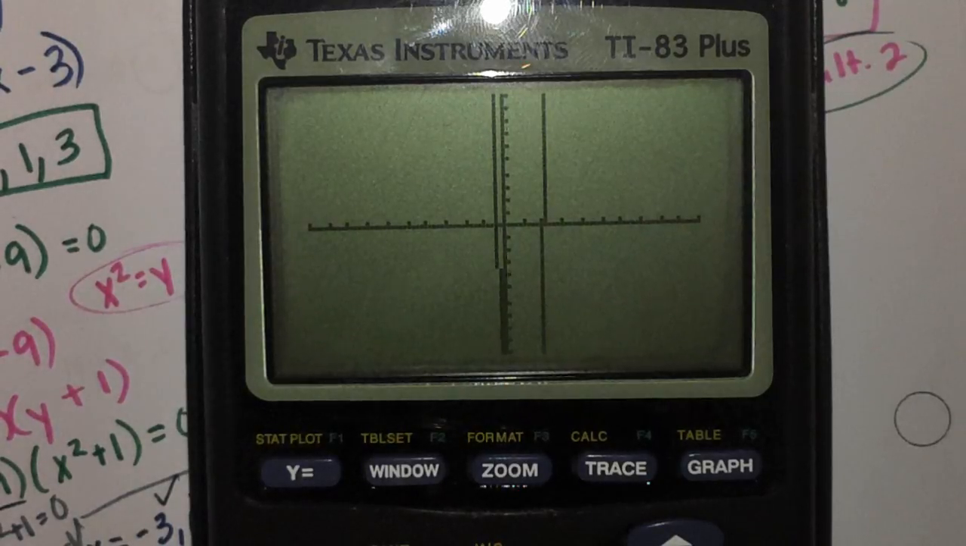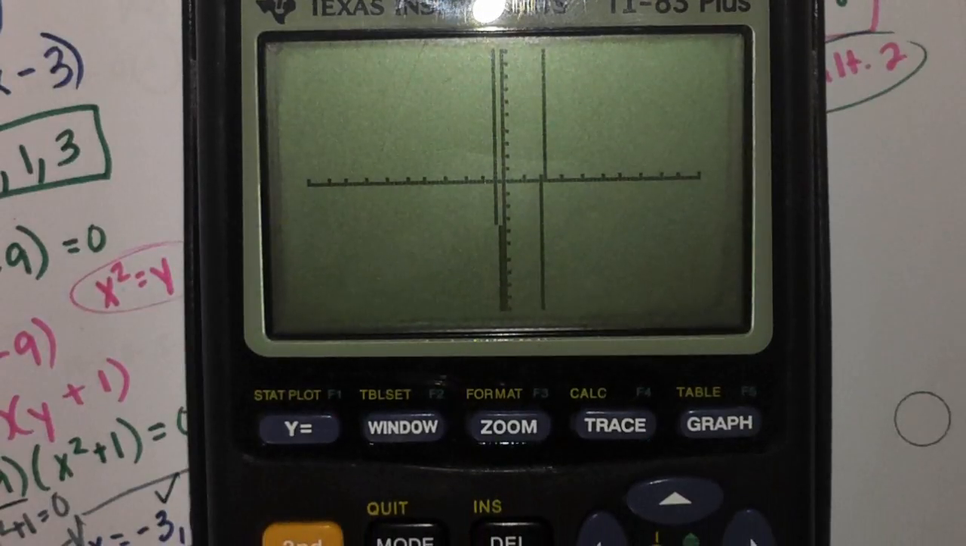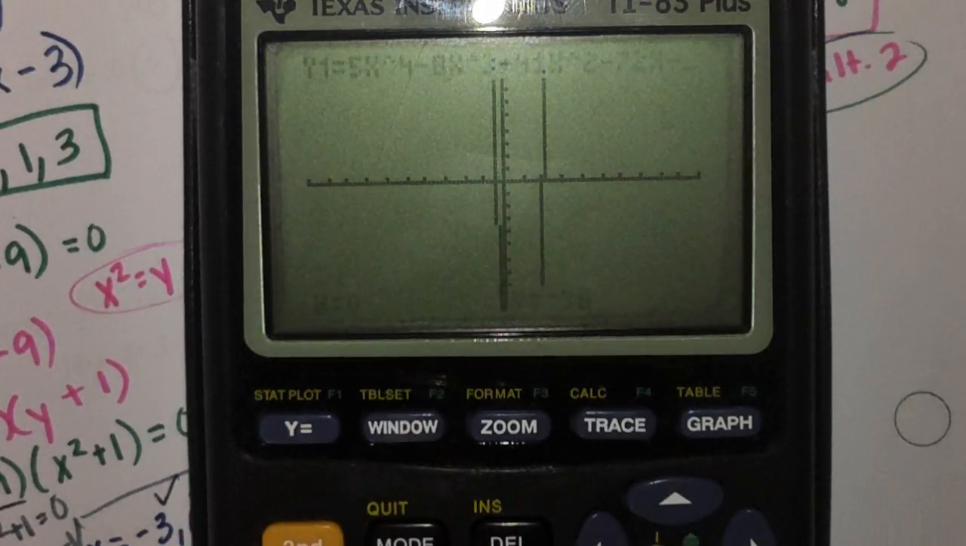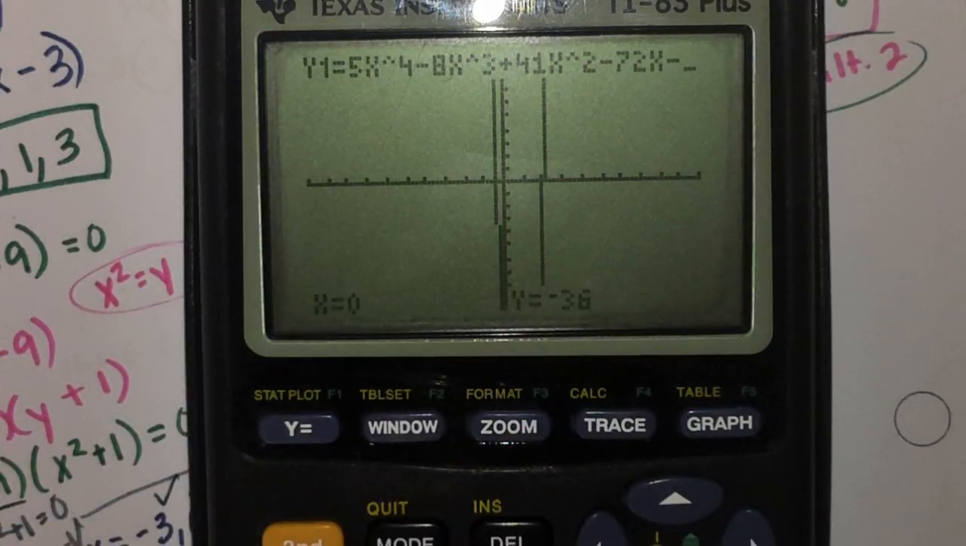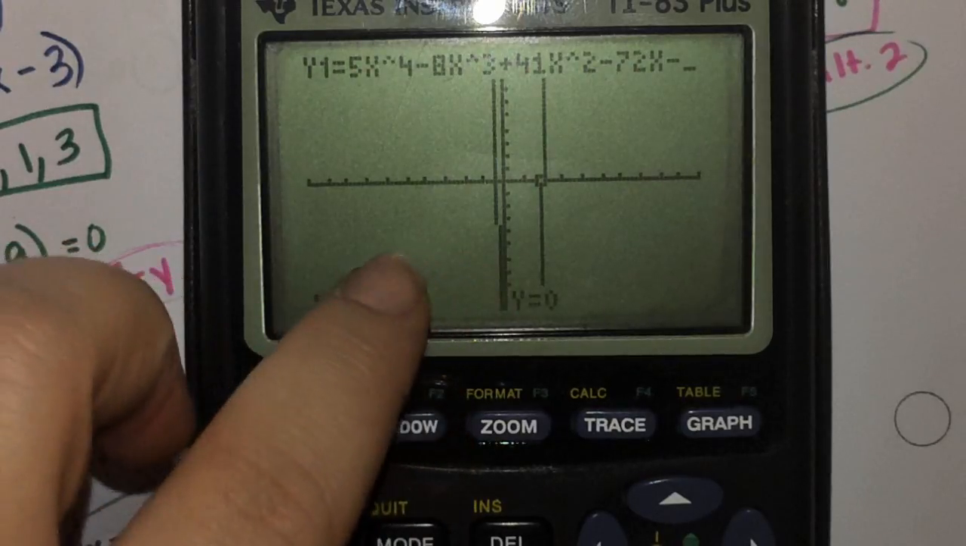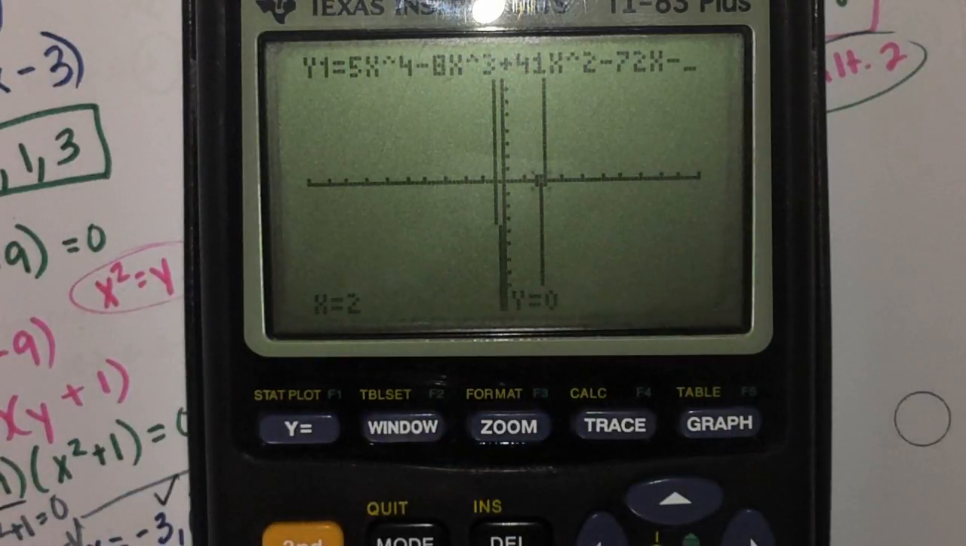Okay, how do I figure out one of these real answers? What's the easiest button to press? I press trace, and I'm thinking that positive 2 is one of them. So I'll hit 2 and then enter. And I know I'm right because at 2, we do get a y value of 0. So one of my 4 answers is 2.